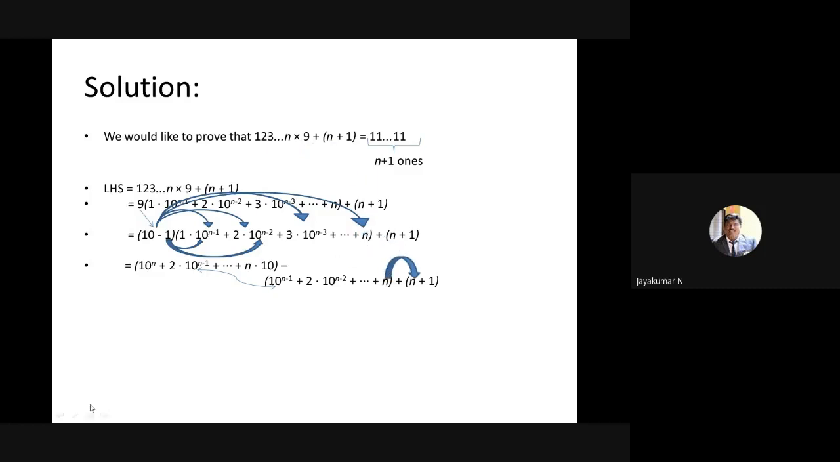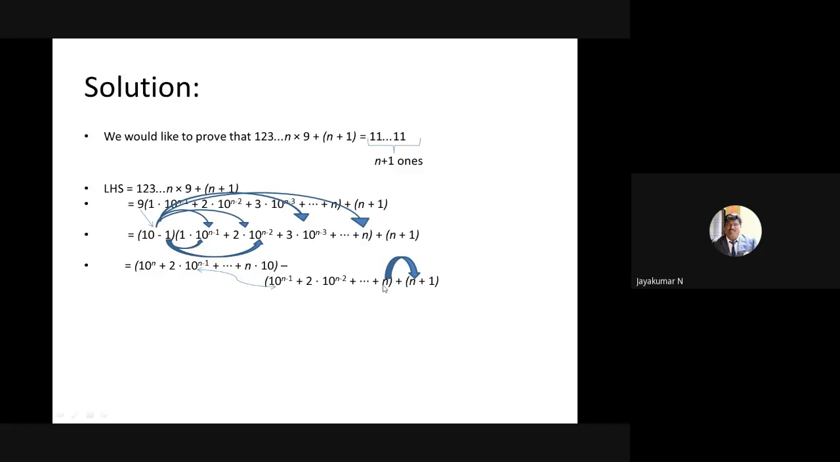So likewise, I have to club. 10 power n is as it is. Here 2 into 10 power n minus 1 and here 1 into 10 power n minus 1. If you subtract it, you will get 10 power n minus 1. Similarly, in the next term, 3 into 10 power n minus 2 and 2 into 10 power n minus 2. If you subtract it, you will get 1 times 10 power n minus 2. Similarly, here also n.